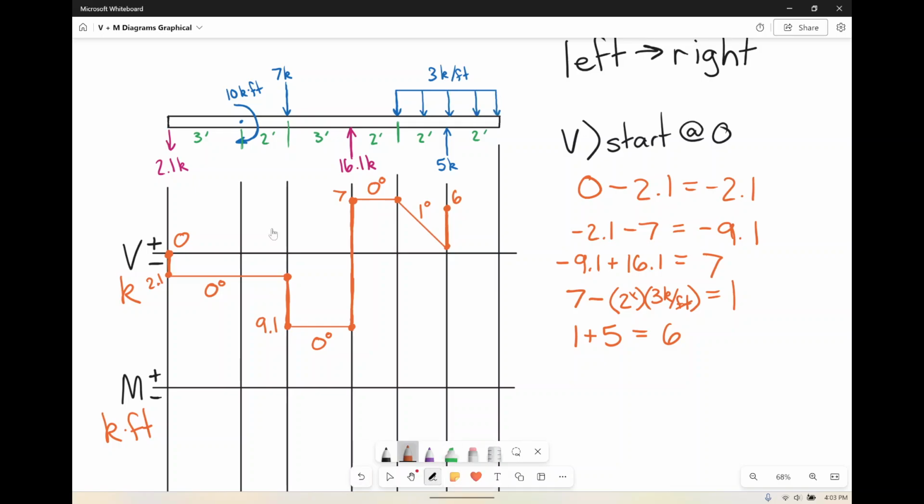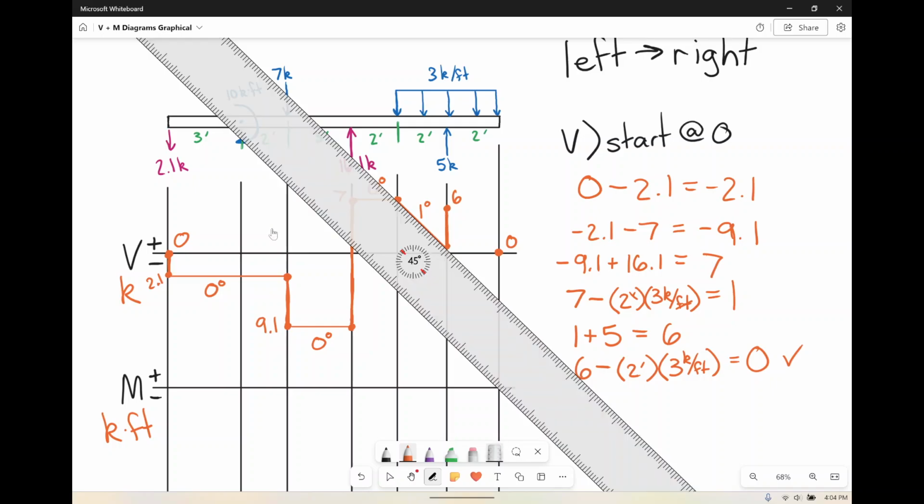So what does that get us? Again, we're starting at 6, and we're going to subtract, because arrows go down, the area under that curve, which is base of 2 feet, height of 3 kips per foot. Again, the feet cancel, we're left with kips. And 6 minus 2 times 3 is 0. That means, yes, we did make it back to 0. Good job. If we didn't hit 0, we have a problem.